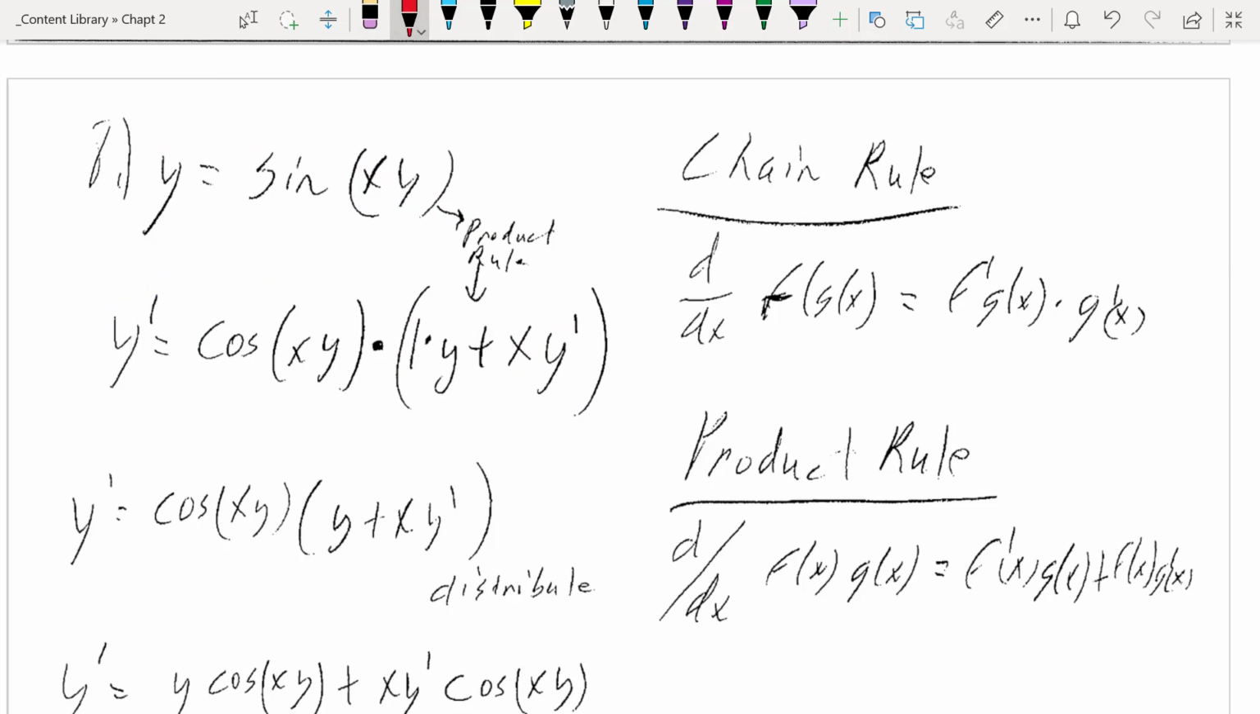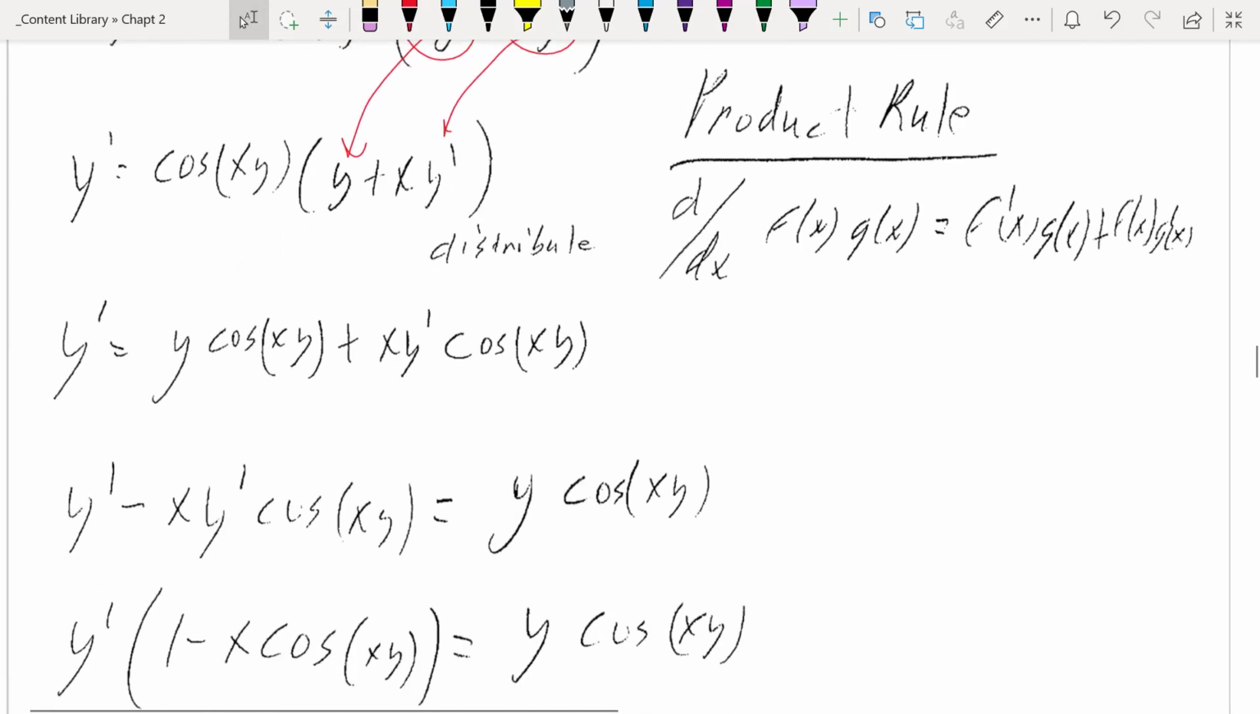Now that I've done that, I go ahead and simplify this down a little bit to make it a little bit nicer. So 1 times y is just y. And then I just write down my plus xy prime. Because you're going to notice what you have to do on this next step is distribute this, because this is the cosine of xy out front times y and times xy prime.